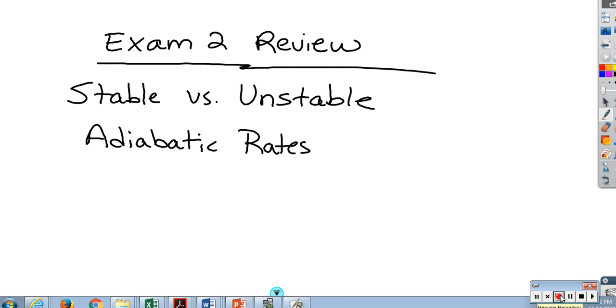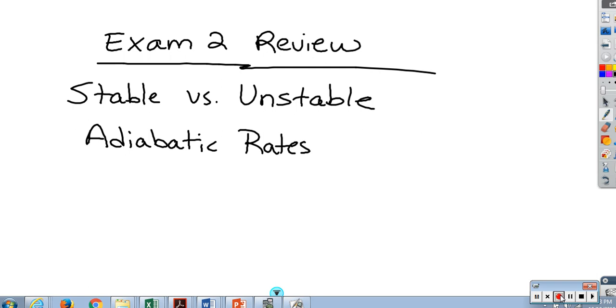The next topic on the exam has to do with atmospheric stability. So you need to know the difference between a stable atmosphere and an unstable atmosphere. Also, what are the adiabatic rates? So a parcel of air that's heated at the surface will want to expand as it's heated, and through the expansion it becomes less dense than the surrounding air and will begin to rise. So warm air rises.